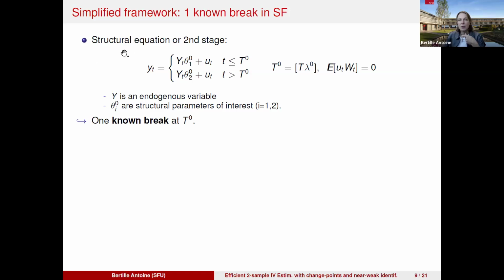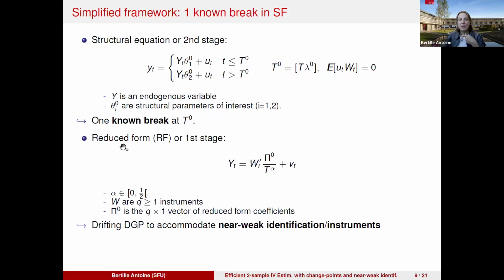So we have our structural, or second stage, equation. And as I mentioned, there is one change happening at T naught. And for the sake of this first part, let me assume that you know T naught. So one known break here at T naught, and the slope parameters are changing. Nothing else is changing. Now, you have a reduced form that links your endogenous variable with your instruments.